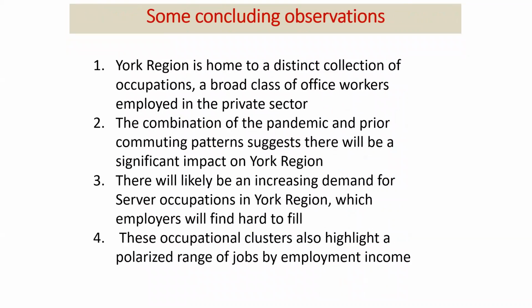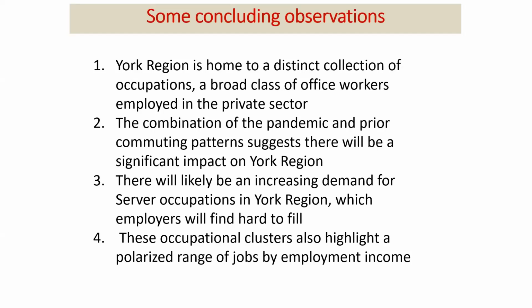So I'm going to wrap it up here. Just to highlight that York Region is distinct in terms of its profile of occupations, particularly, as I've been emphasizing, this collection of office workers and people employed in private sector office jobs. It stands first in that category in all of Ontario. And with this last slide, the implications in terms of commuting patterns suggest a significant impact on York Region, which may also create more demand for service occupations in York Region, whereas it's going to cause a decrease in demand for service occupation jobs in downtown Toronto, for example.